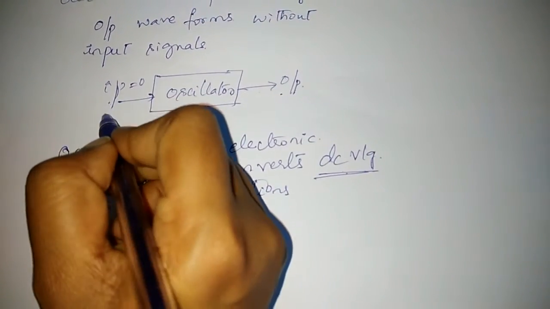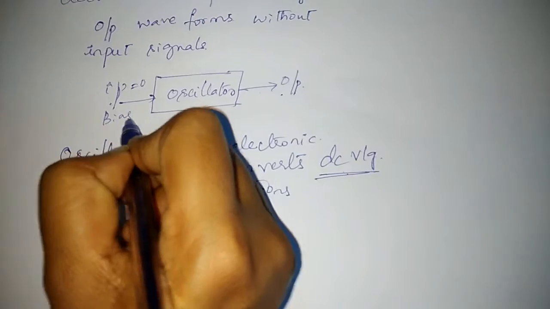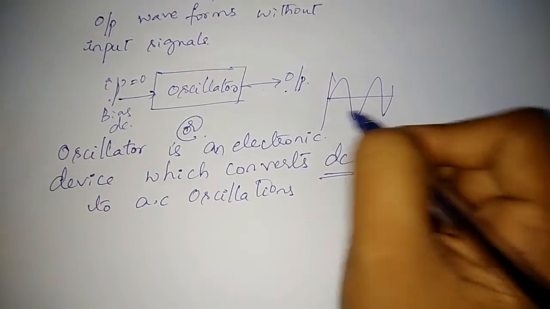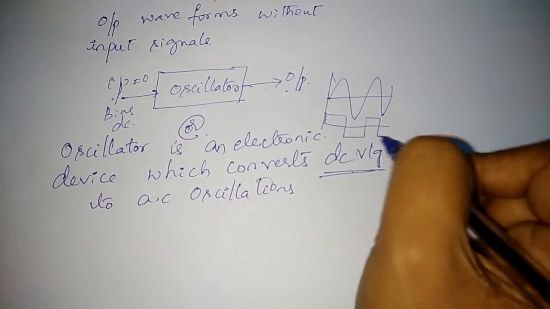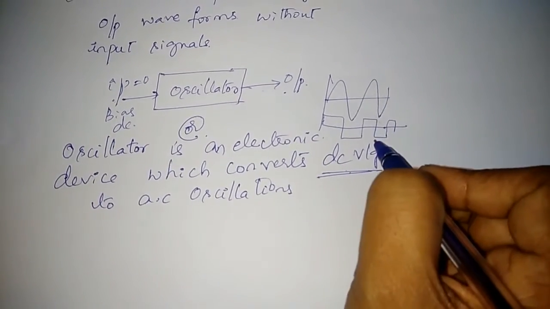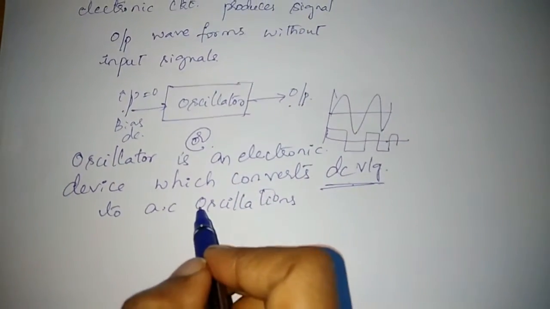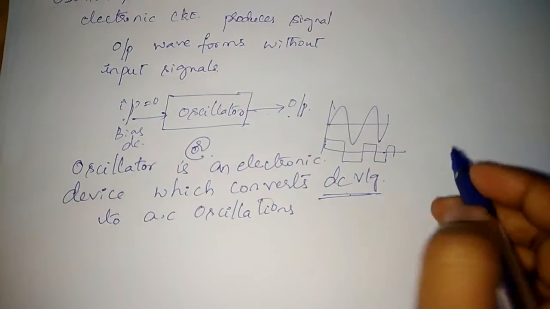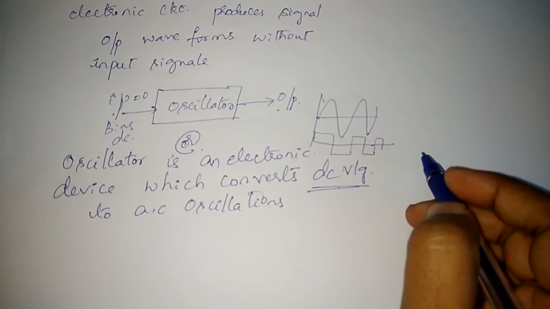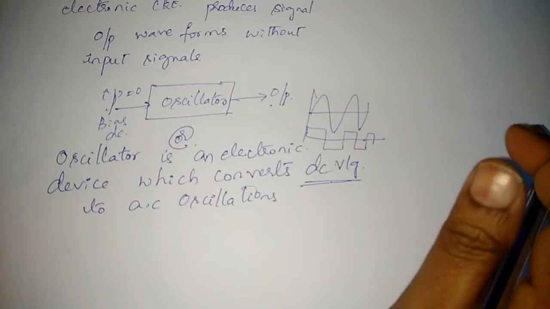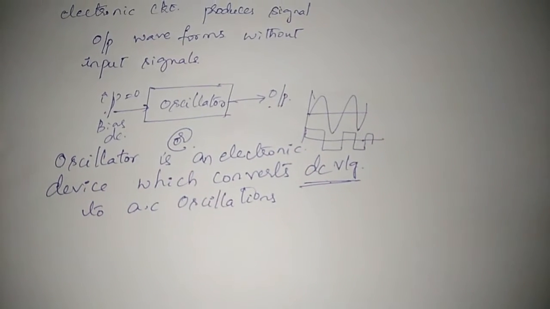Here I am giving biasing voltage, that is a DC. Here I will be getting the output. Either it is a sine waveform, or it may be a square waveform. So you will be getting this waveform as an output. So you better remember, an oscillator is a circuit which produces the waveforms even without any input signals. That's it. That is the definition.